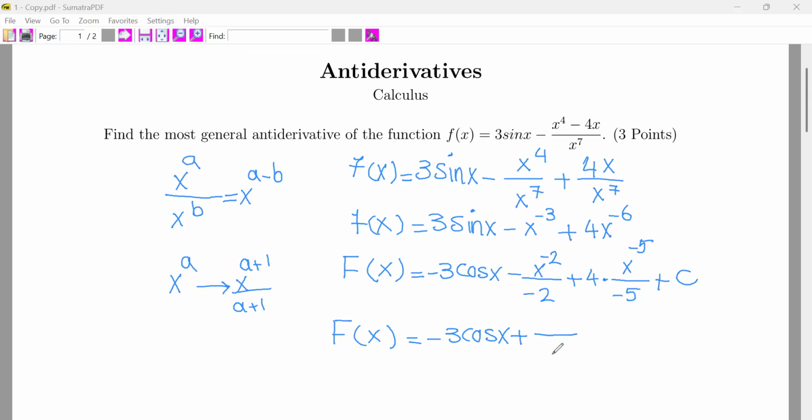We usually don't keep negative powers, so we move it here. We have 2 and we have positive, because negative would be positive. And also for the next one, -4 over 5 x to the power 5, plus c is the answer.